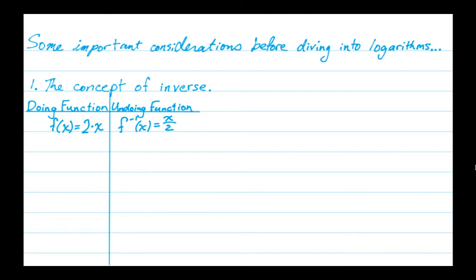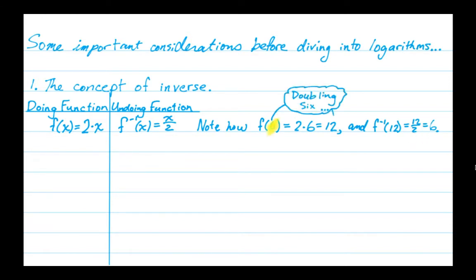So let's look at what happens with a number when we use that as input. For instance, if we evaluate f at 6, so we're using 6 as the input, and if we multiply it by 2, we get 12. Notice that when we take that 12 and we do the inverse to it, divide it by 2, we get 6. So doubling 6 yields 12, and then it's undone by dividing by 2, you get 6 back.